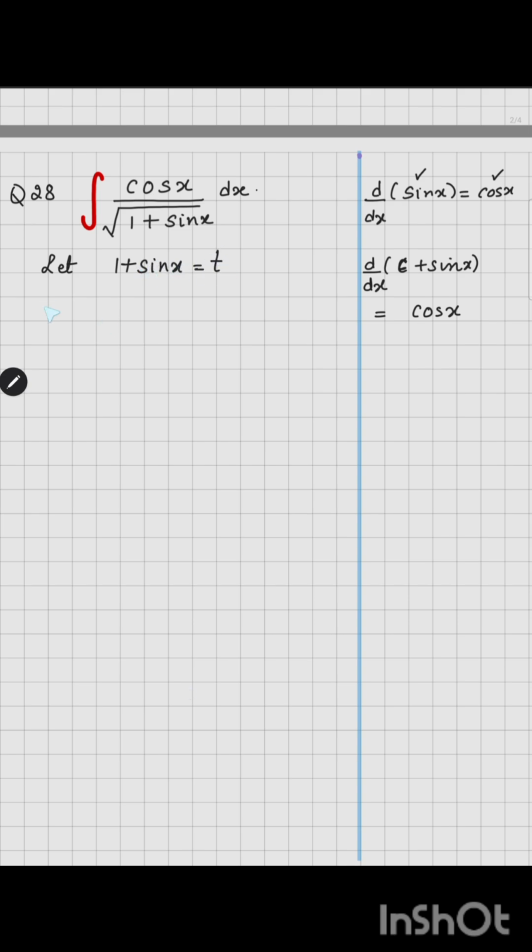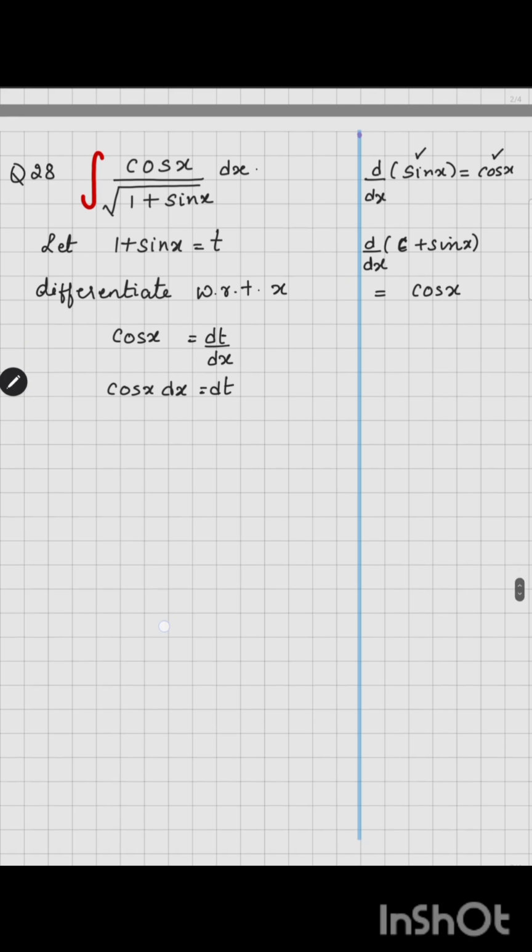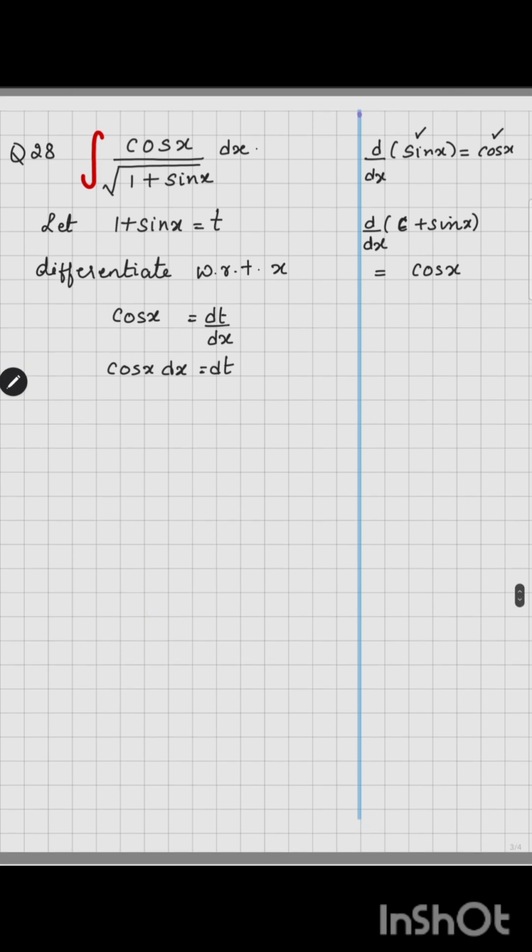If we differentiate with respect to x, the derivative of 1 plus sin x is cos x, and if we differentiate t, we get dt by dx. So we will write cos x dx is equal to dt, right? What if you had just equated sin x equal to t, not 1 plus sin x? Then you would have to solve for square root of 1 plus t, right?